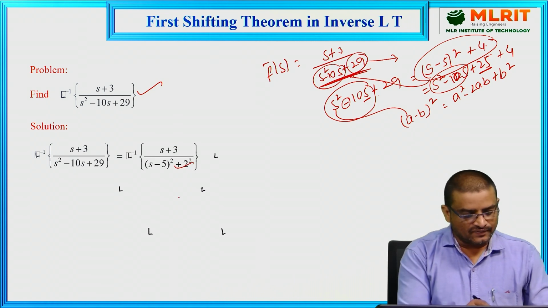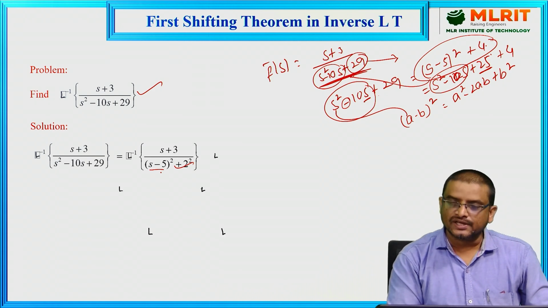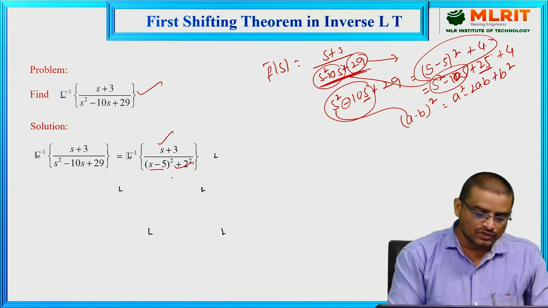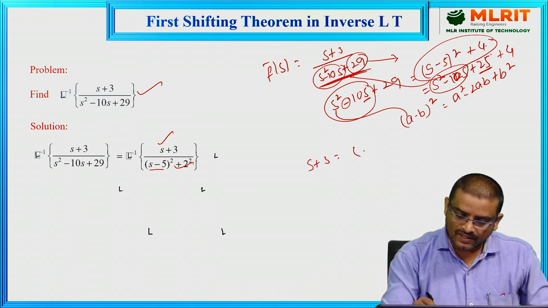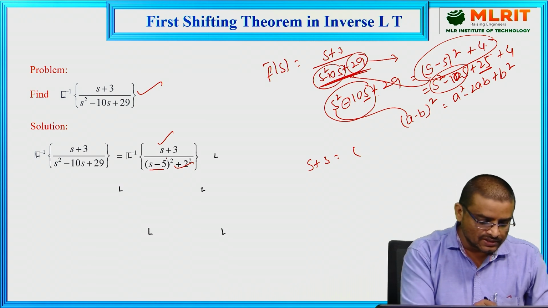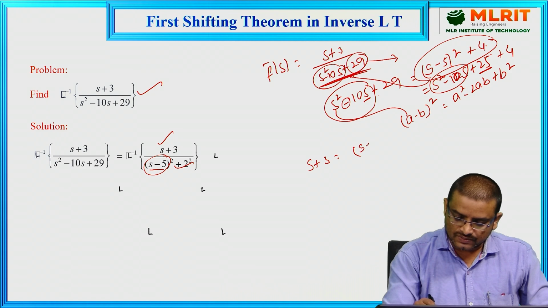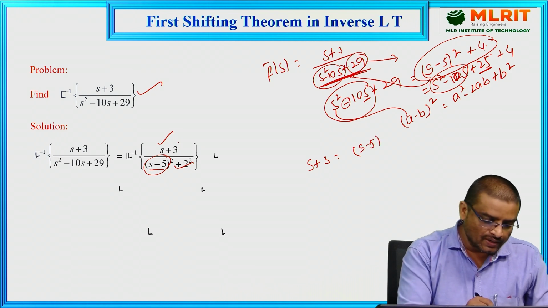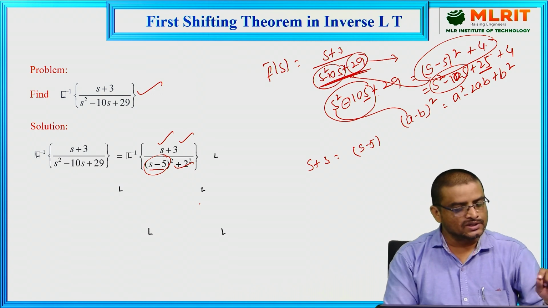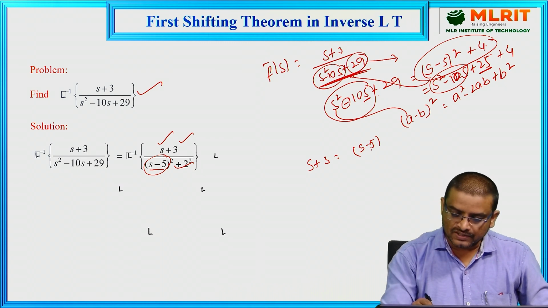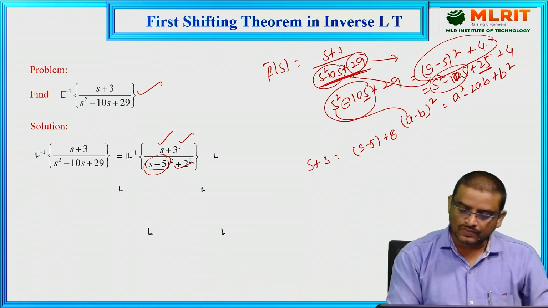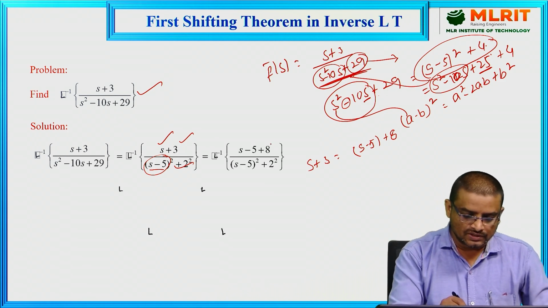Once after converting the denominator into the form s minus a or s plus a, then immediately go to the numerator. What is our numerator here? s plus 3. Wherever we have s in the numerator, replace that s with s minus 5. But in the numerator we have s plus 3, and we should not change the numerator given in the problem, but we can rewrite it. s minus 5, but here you want s plus 3, so we have to add a constant value 8 in order to get plus 3. This is the way we can take.